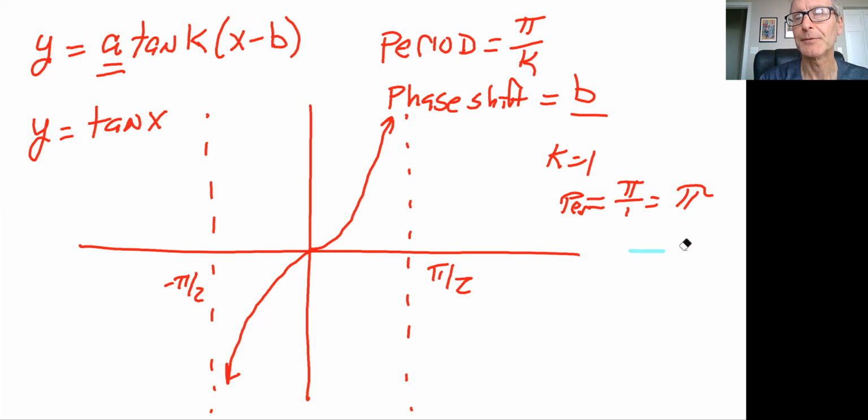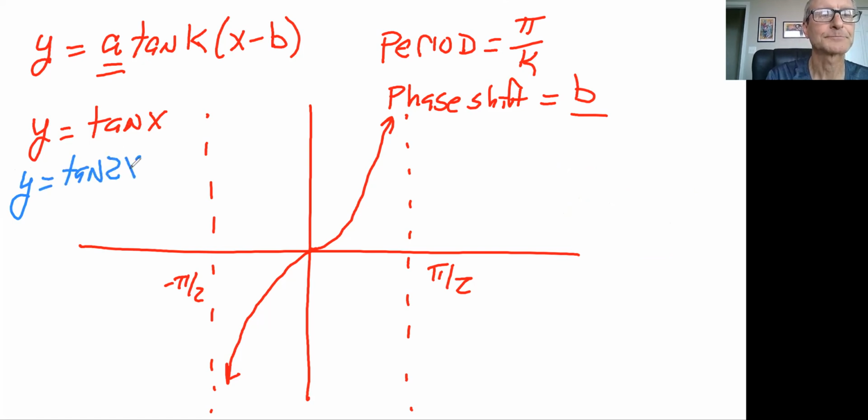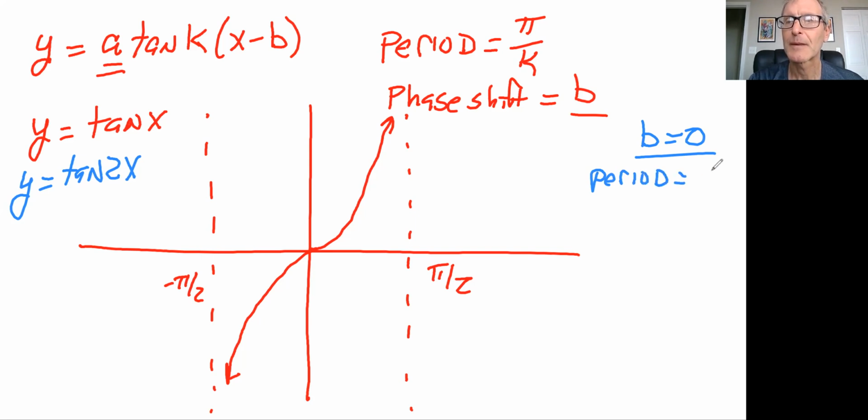So what happens if we do this? What happens if we take the function, let's do this one in blue, and we decide to move it to y equals tan of 2x? Well, basically what we're doing now is we still have a b of 0, right? And we'll do a phase shift in a minute. So what happens when we change the period? So the period is now pi divided by k, which is pi over 2. So basically, what did we do to the period? We cut the period in half.